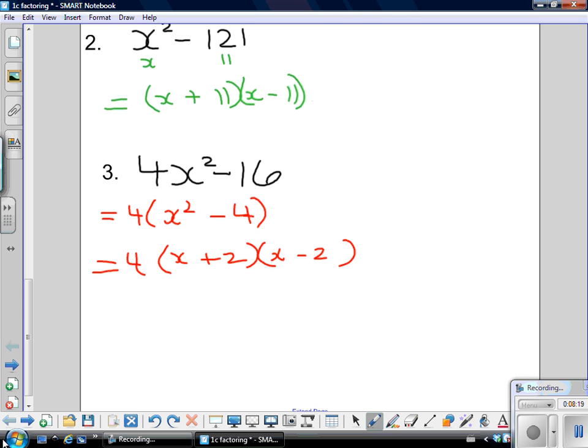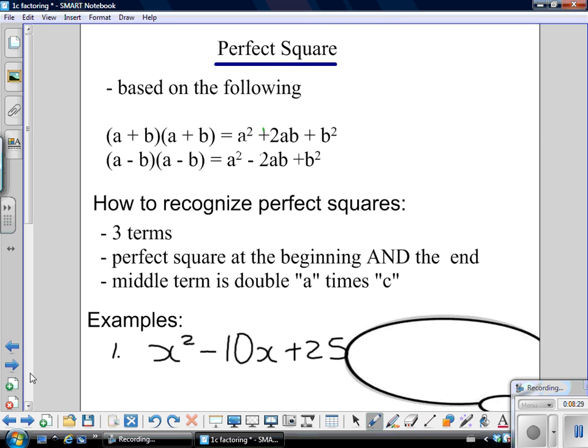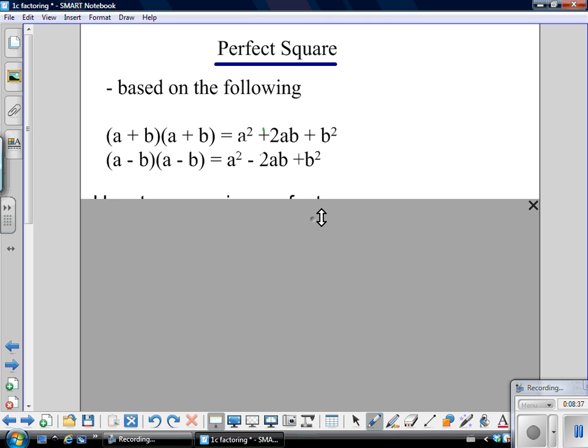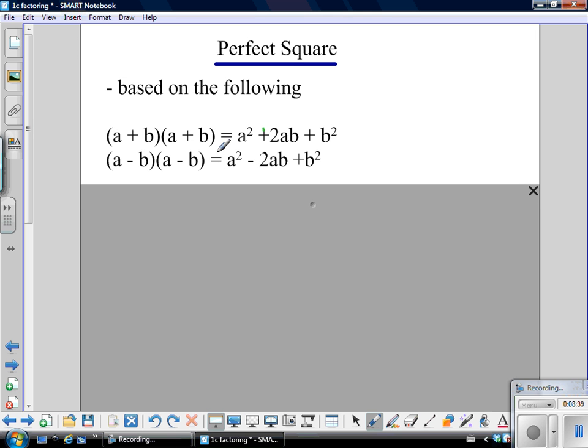All right. Now, it is possible that I still have special squares, but it could be that I have a different kind, and that is what we call the perfect squares. And the perfect squares, I'm just going to bring up the slide for a minute. It's based on these special patterns that we talked about when we talked about polynomial expansion.